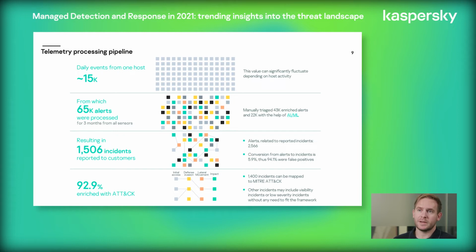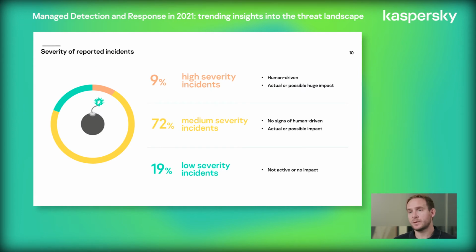If we look at the severity level of reported incidents, in our SOC we must avoid subjectivity, and that's why internally we have pretty clear instructions on how we classify incidents. And here is a simple explanation. Incidents with high severity are either human-driven or human-centric, or malware-related incidents with actual or potential huge impact. During the 3-month period, we had less than 1/10 of such incidents.